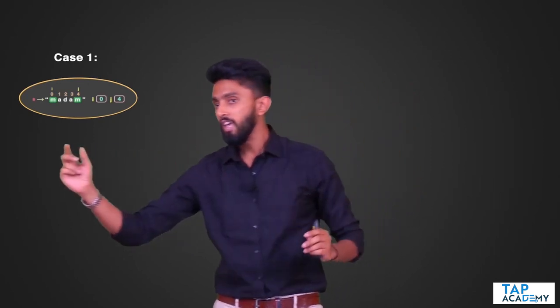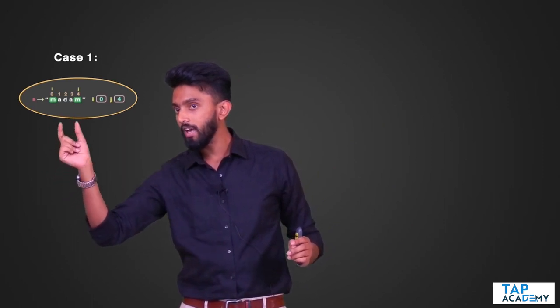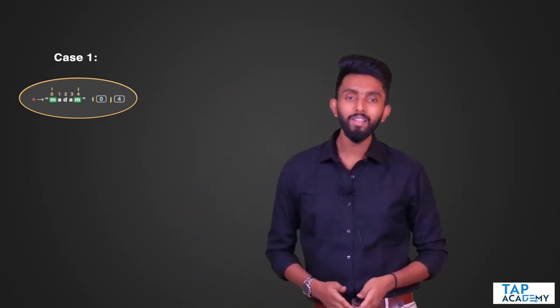i and j are here. I want to make it into a smaller string. How will I do that? I will increase i by 1 and decrease j by 1. If I increase i by 1, it is A. If I decrease j by 1, it is A. So don't you think madam has become ADA now? It's a smaller string. Again, I will recursively call that.